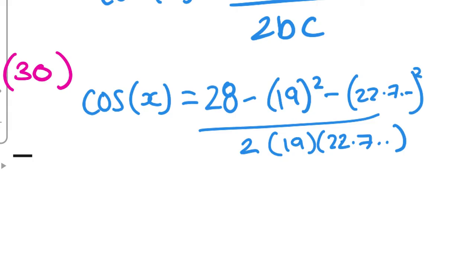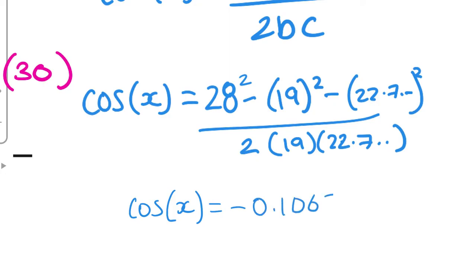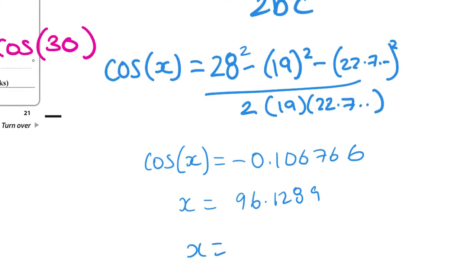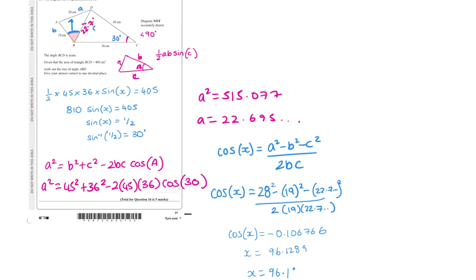So I'm going to put this into my calculator. So, fraction. This should be 28 squared. It should be 28 squared, thank you. 28 squared minus 19 squared minus answer squared over 2 times 19 times answer equals, so I get cos of x equals minus 0.106766. Shift cos answer. X equals 96.1289. 1 decimal place. 96.1 degrees. Did it say anything about it being acute or anything? Nope. There we have it.